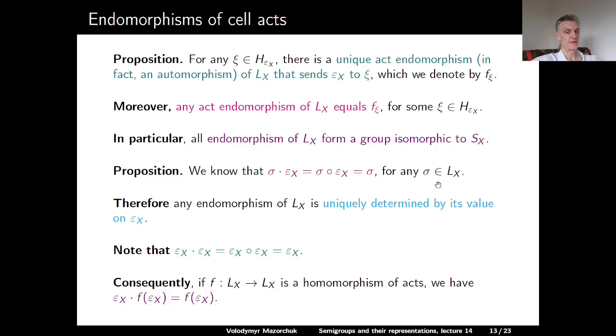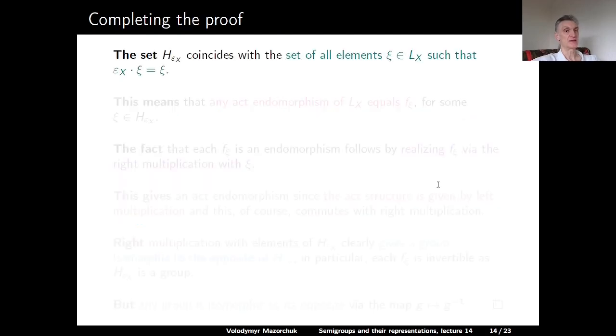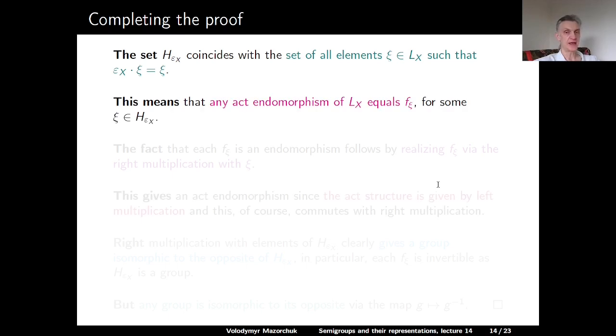Consequently, if f from Lx to Lx is a homomorphism of acts, then epsilon x acting on f of epsilon x is equal to f of epsilon x. But the set of all elements in Lx which have this property, so all elements xi such that epsilon x times xi is equal to xi, is exactly the maximal subgroup, the H class of epsilon x. And this means that any act endomorphism of Lx equals f sub xi for some element xi in the H class of epsilon x.